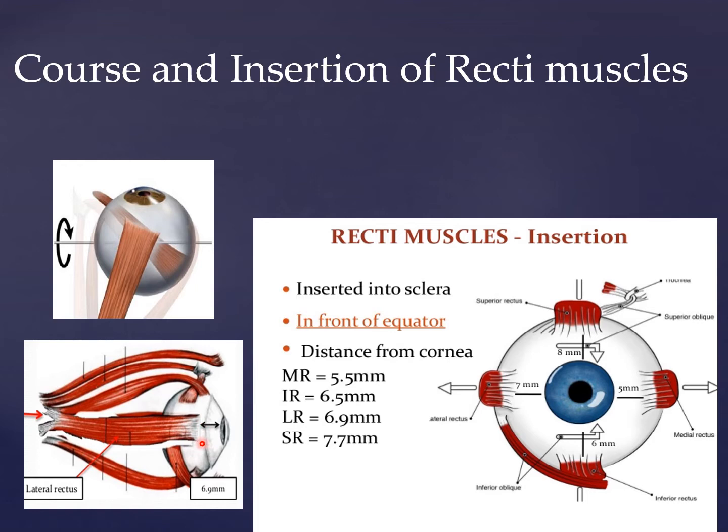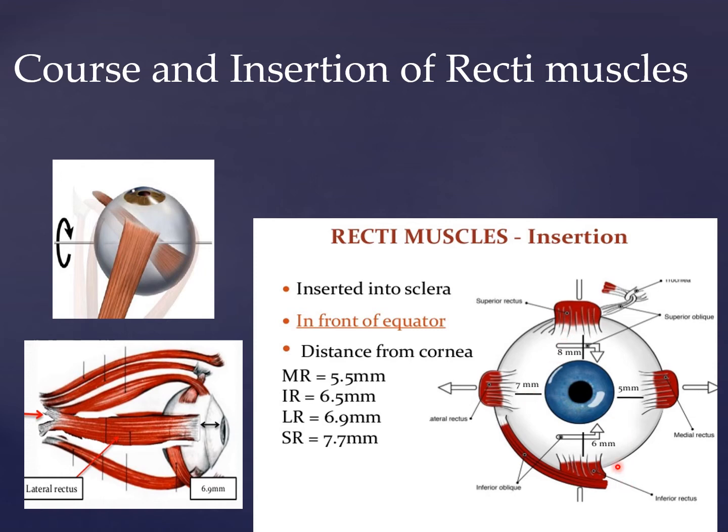This position of insertion of recti and obliques affects the action of muscles. We will discuss it later when we discuss the actions of extraocular muscles. Now coming back to the insertion of recti, horizontal recti insert into the sclera anterior to the equator. All recti have fixed insertion points in relation with the limbus. Medial rectus inserts 5.5 mm behind the limbus and lateral rectus inserts 6.9 mm behind the limbus. See, this is the limbus, and this is the insertion of medial rectus and this is the insertion of lateral rectus.